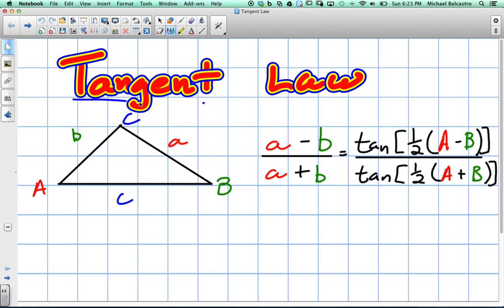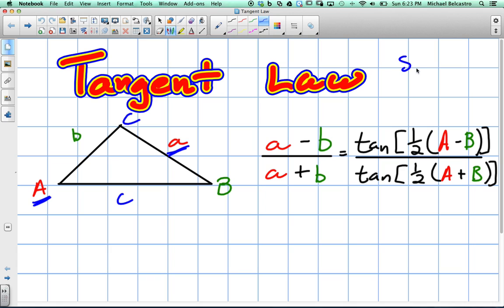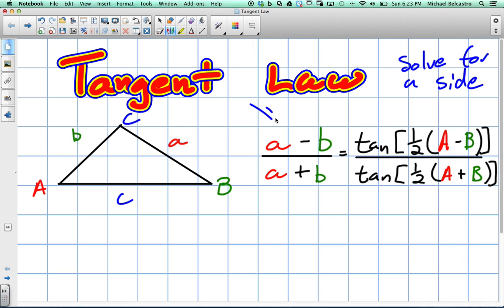Okay, we're going to go over tangent law, which is a different way to solve a non-right angle triangle, or a right angle triangle for that matter. When you name a triangle, you need to name opposite sides. For this law, we've named the opposite angle and the opposite side the same letter: the lowercase represents the side and the uppercase represents the angle. In this version, we're going to use tangent law to solve for a side. And here's the law to our right here.